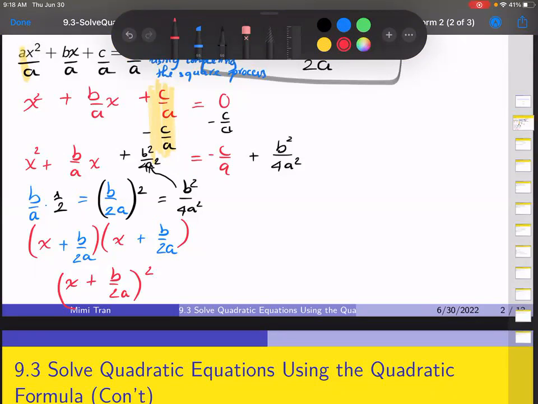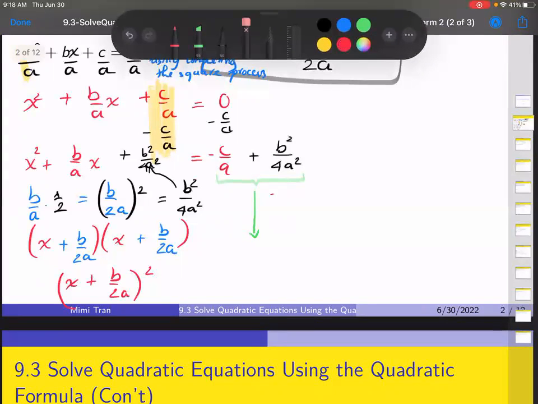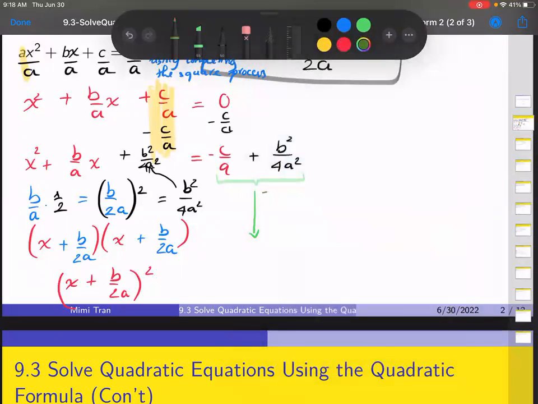All right, what about this one? What about that one? What do I need? I got negative c. Let me rewrite it here. I'm going to use dark green because you can't see. So I got negative c over a. I'm just rewriting this, plus b squared over 4a squared.